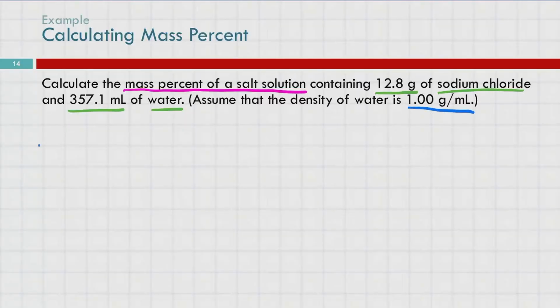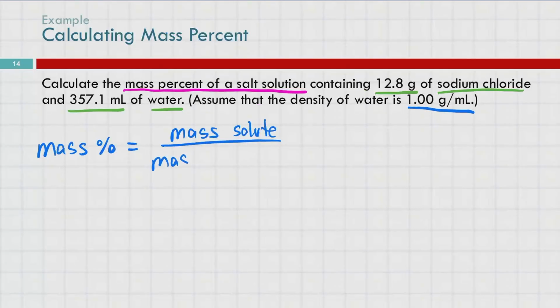Our formula is mass percent equals mass solute over mass solution times 100%. Between sodium chloride and water, which is our solute? Sodium chloride? Yeah, the sodium chloride, the salt, is going to be our solute.